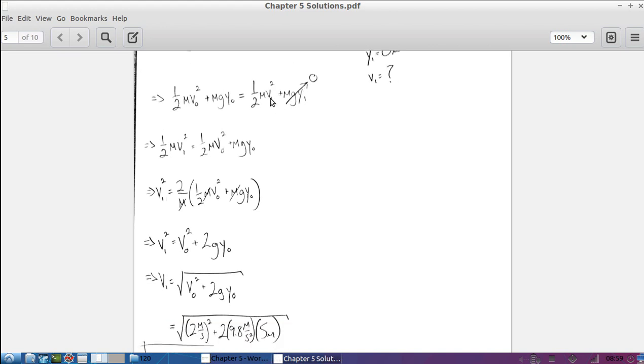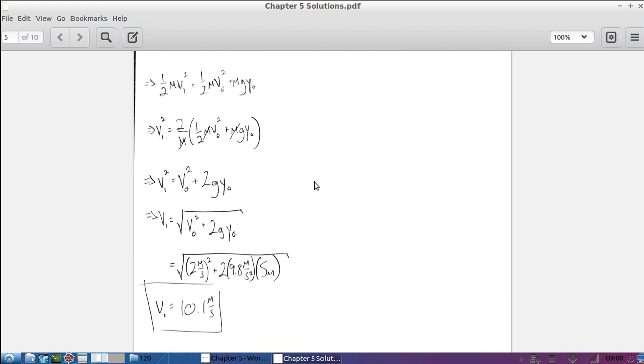I'm looking for v1. So 1/2 m v1 squared is 1/2 m v naught squared plus m g y naught. All right, so this is the initial energy of the system. So this makes sense, right? Mechanical energy is conserved. The final kinetic at the bottom of the hill has to equal the total energy the object had when it was at the top of the hill.